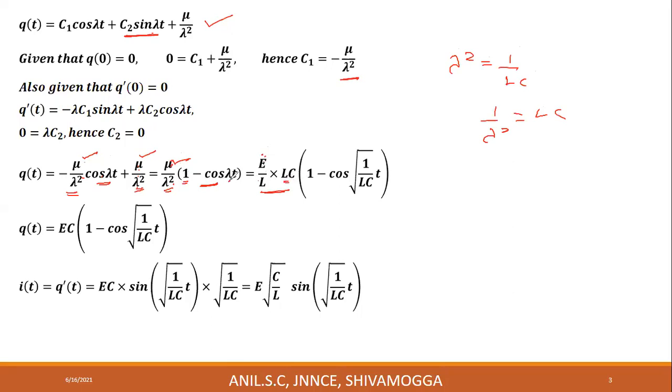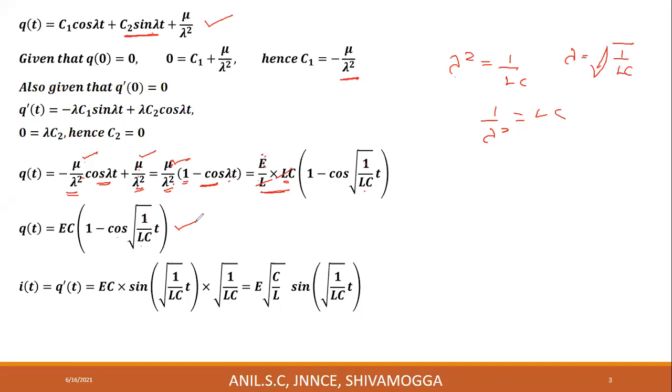1 minus cos into lambda t. Lambda square is equal to 1 by LC. Therefore, lambda is equal to square root of 1 by LC, into t as it is. Therefore, Q of t is equal to, you just cancel this L with this L, EC into 1 minus cos square root of 1 divided by LC into t. That is the solution.